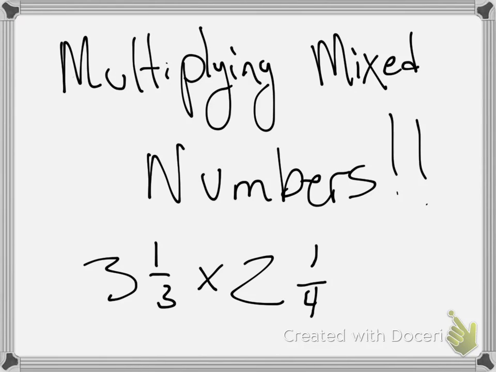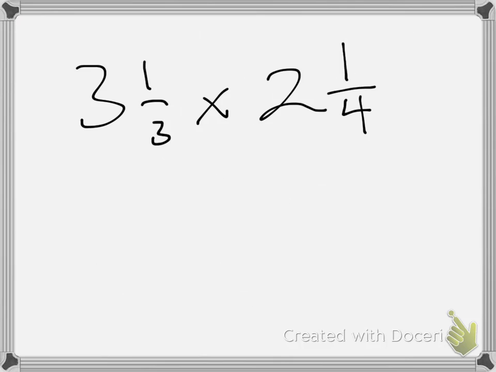All right, you young scholars. Anyone who wants to find out how to multiply mixed numbers, listen up. We have 3 1/3 times 2 1/4. So let's take a look at this. Well, we've got two ways to do it.